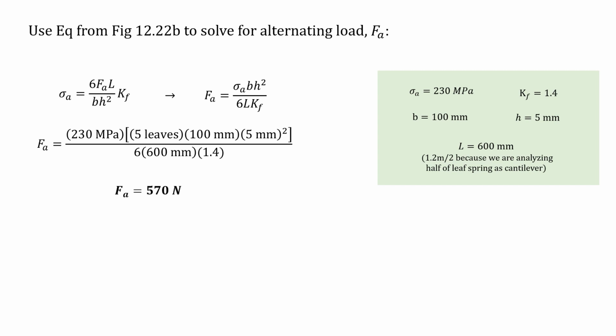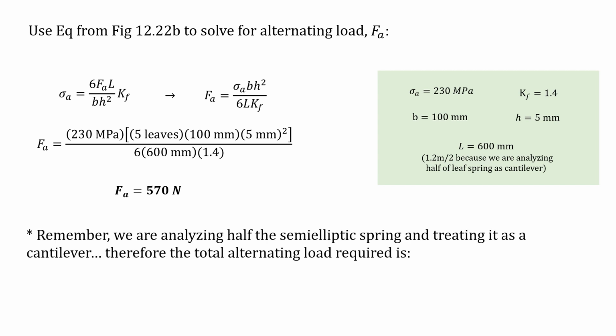So if we solve for our alternating load, in this case we get 570 newtons, but again remember that we're analyzing half of the semi-elliptic spring and treating it as the cantilever, so our total alternating load is actually 1140 newtons.